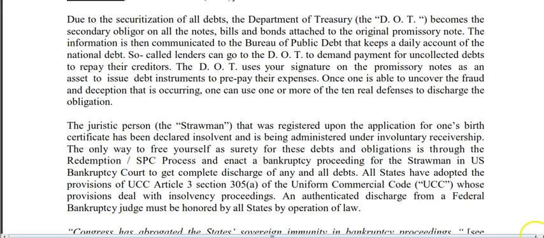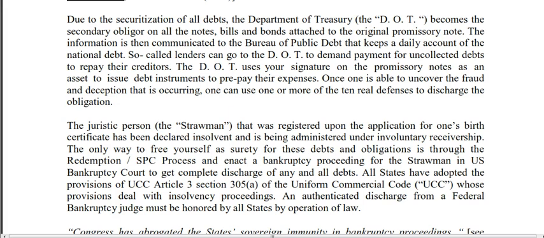Due to the securitization of all debts, the Department of Treasury, DOT, becomes the secondary obligor on all notes, bills, and bonds attached to the original promissory note. The information is then communicated to the Bureau of Public Debt that keeps a daily account of the national debt. So-called lenders can go to the DOT to demand payment for uncollected debts to repay their creditors. The DOT uses your signature on the promissory notes as an asset to issue debt instruments to prepay their expenses. Once one is able to uncover the fraud and deception that is occurring, one can use one or more of the 10 real defenses to discharge the obligation.